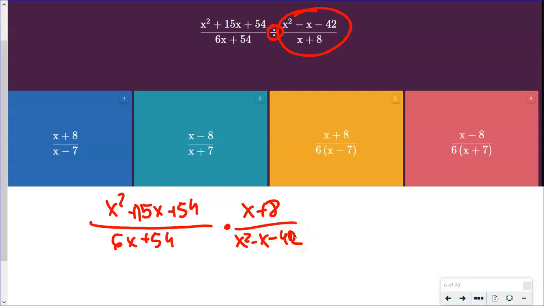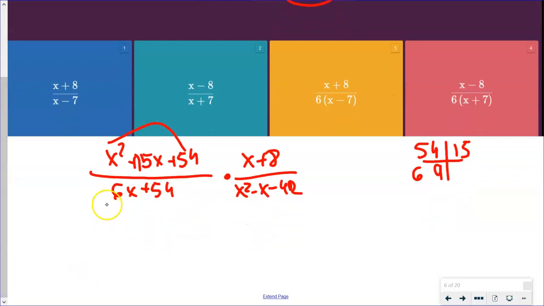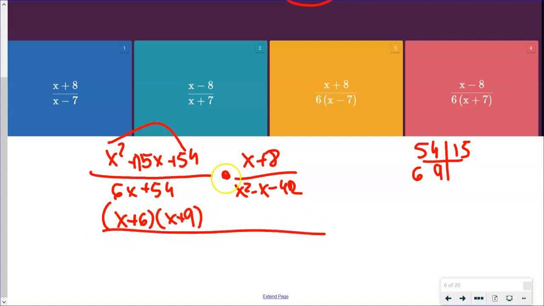Alright, now we're going to find the a times c. So 2 factors that multiply to 54 and add to 15. It's 6 and 9, and they're both going to be positive. Okay, so I'm going to have x plus 6 and x plus 9. And I can put it all together because I'm multiplying. Times x plus 8. Okay, now on the bottom, right here, I got 6x plus 54.